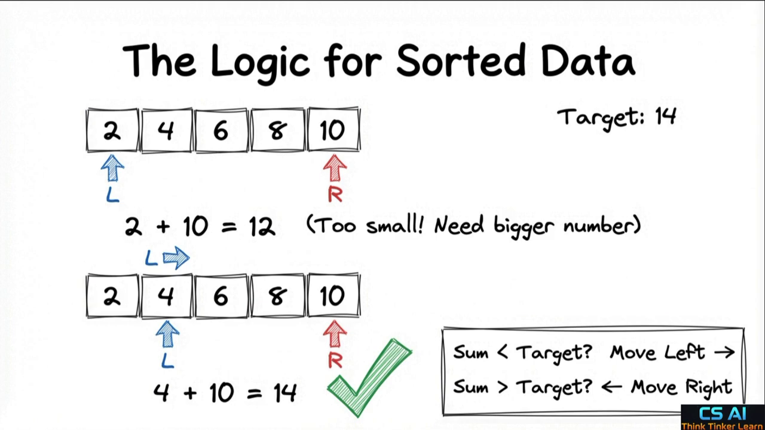The logic is simple and powerful. If the sum is less than the target, you need a bigger number, so you move the left pointer right. If the sum is greater than the target, you need a smaller number, so you move the right pointer to the left side.